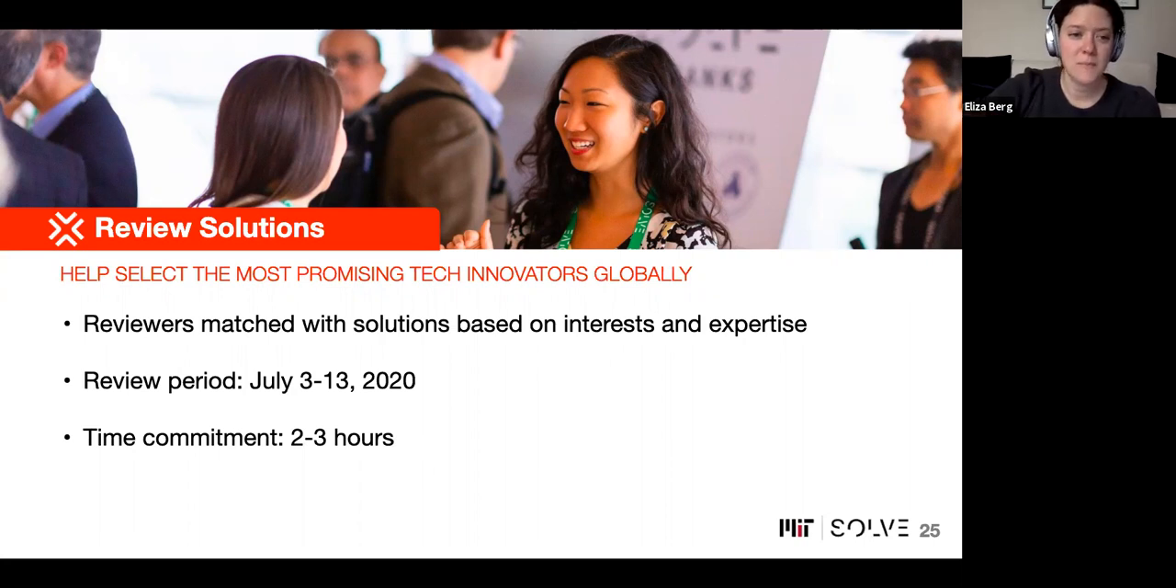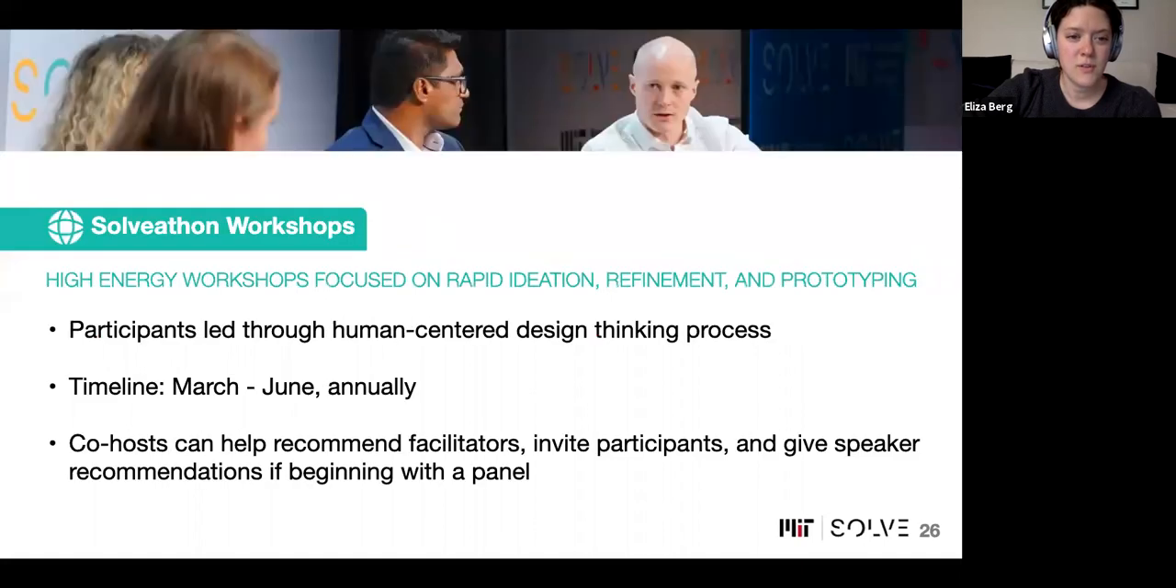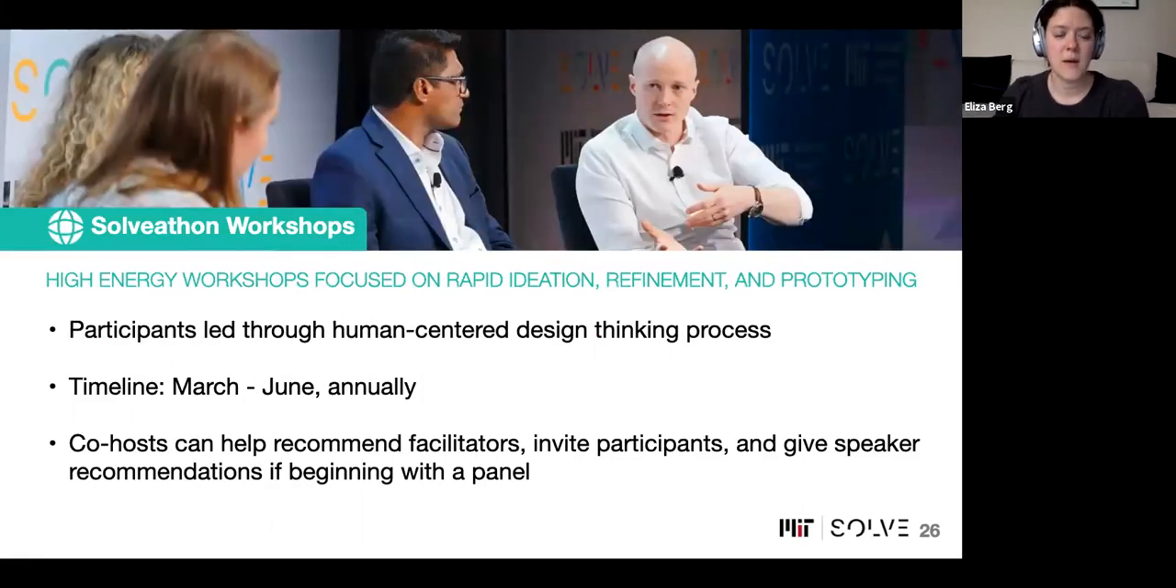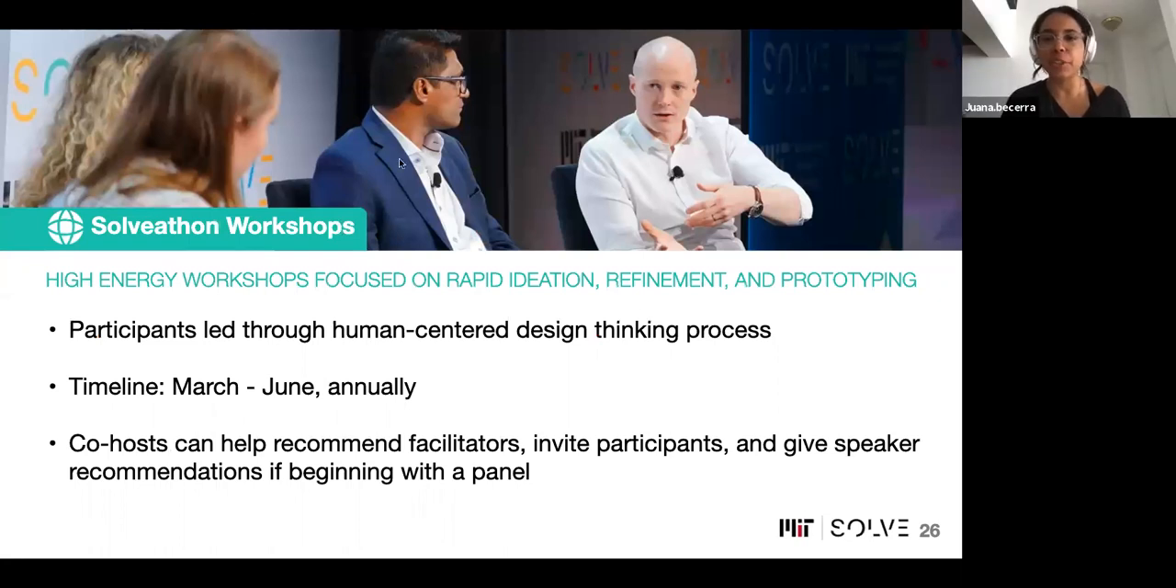And now I'm going to hand it over to Juanita, who's going to talk a little bit about workshops and membership. The next opportunity that we have is what we call solve-a-thon workshops. These are gatherings of 50 to 80 people who come together and form sub-teams.